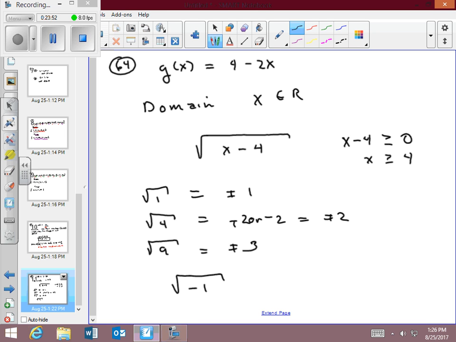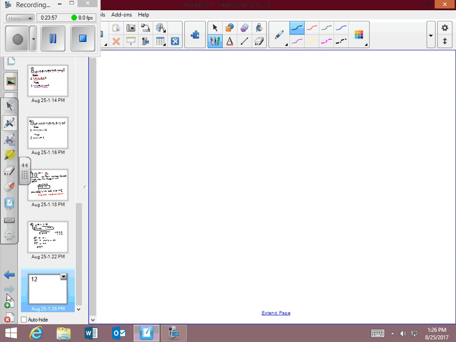So, 64, the domain, the answer is all real numbers. 70, f of x. So you're not going to have to worry about square roots. This thing, is there a variable in the denominator? No. So the domain is x an element of the reals.